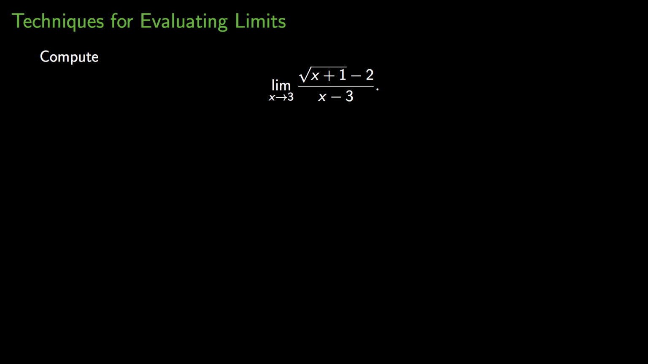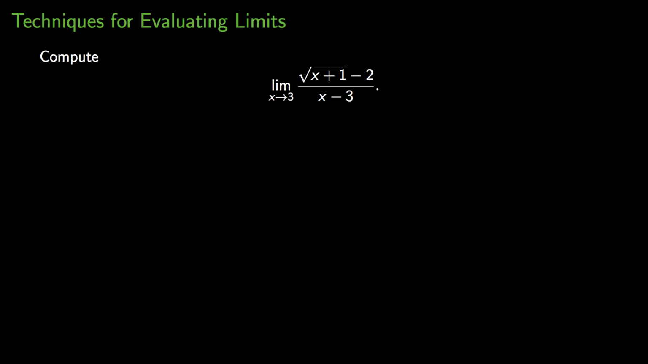Once again, to try to evaluate this limit, you begin by just trying to plug in x equals 3. Maybe the direct substitution property works, but it doesn't, yet again. On top, you get the square root of 4 minus 2, and that's equal to 0. And on bottom, you get 3 minus 3, and that's equal to 0.